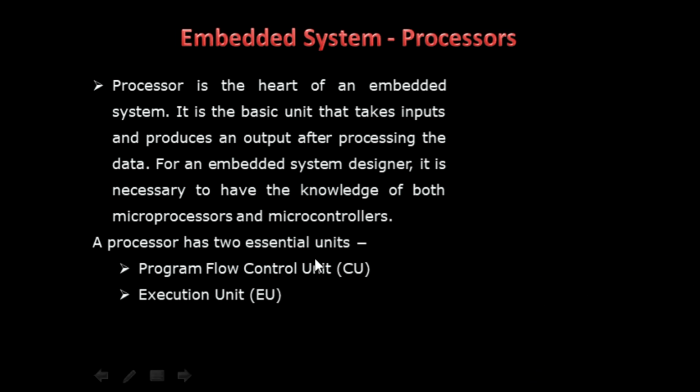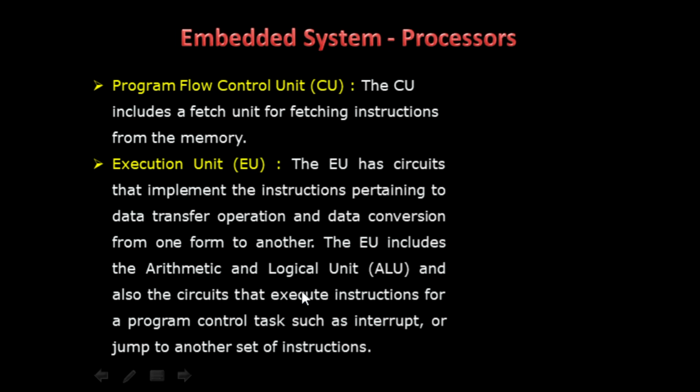A processor has two essential units. Number one, the program flow control unit, simply referred to as CU, and then the execution unit, called EU. The program flow control unit is also called the fetch unit. It fetches the instruction from memory only. The execution unit executes the instruction fetched by the fetch unit. It processes the instructions. It also has a unit called the ALU, arithmetic and logic unit, which performs arithmetic and logical calculations. It also has circuits specially designed to handle interrupts and jump instructions.